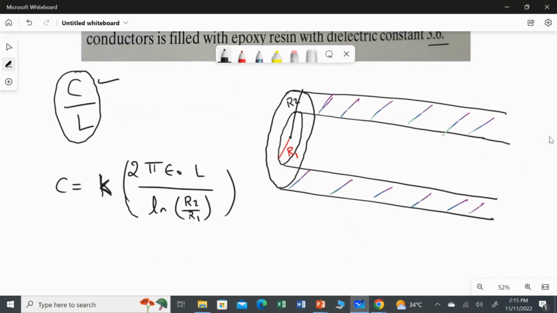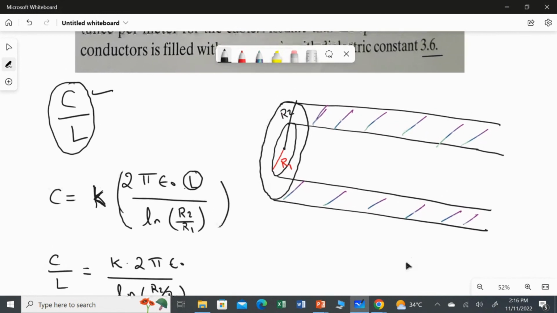Okay. And the second important thing, in this question, we are not going to find the capacitance value. We are going to find the value of capacitance over meter. So if you want to get C over L, you have to take this L to the left hand side of the denominator. So the equation will become C over L, which is equal to K multiplied by 2 pi epsilon naught over natural log of R2 over R1.